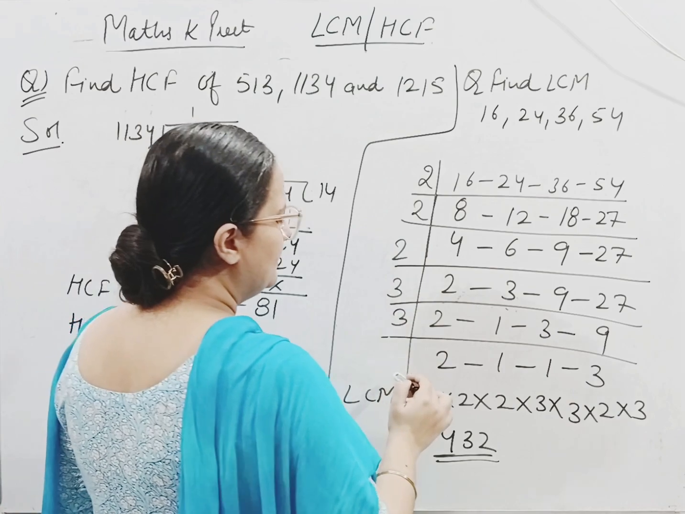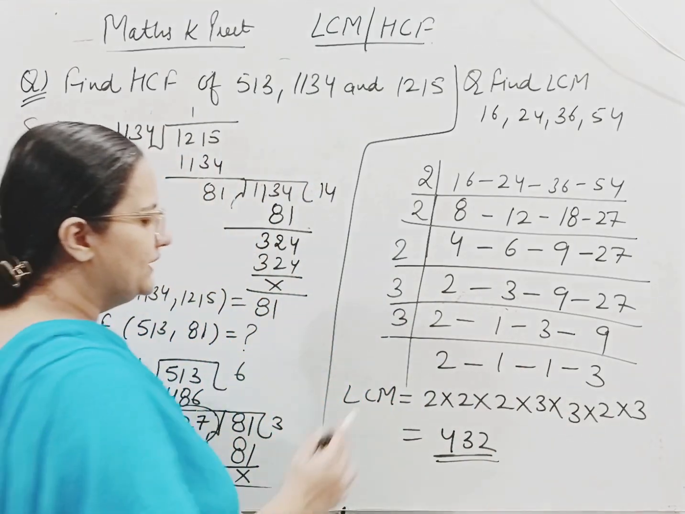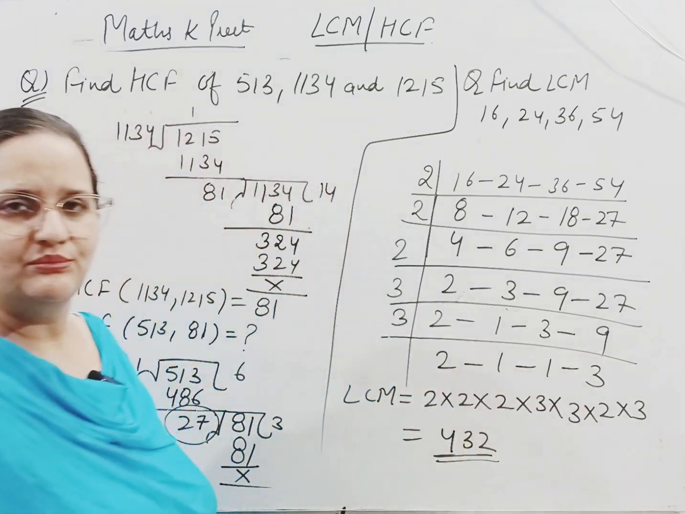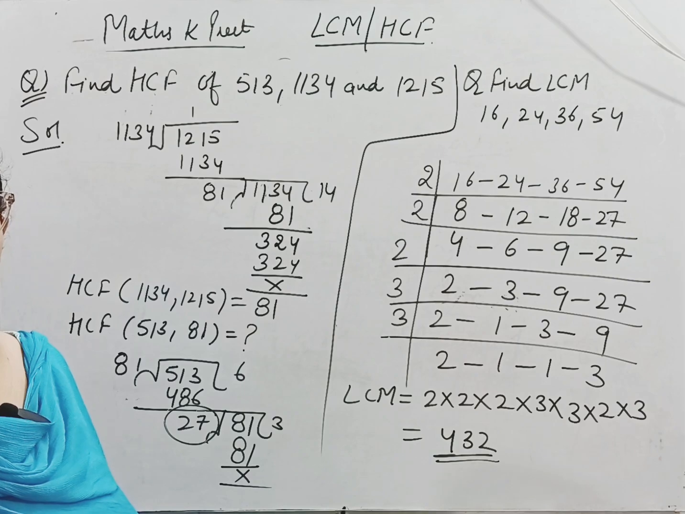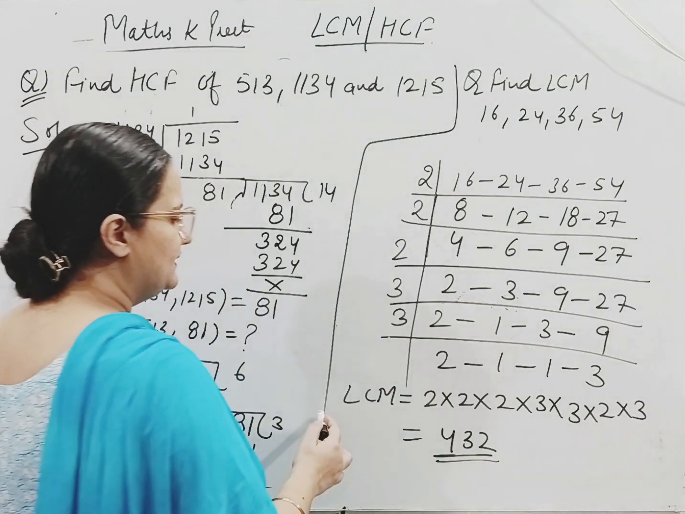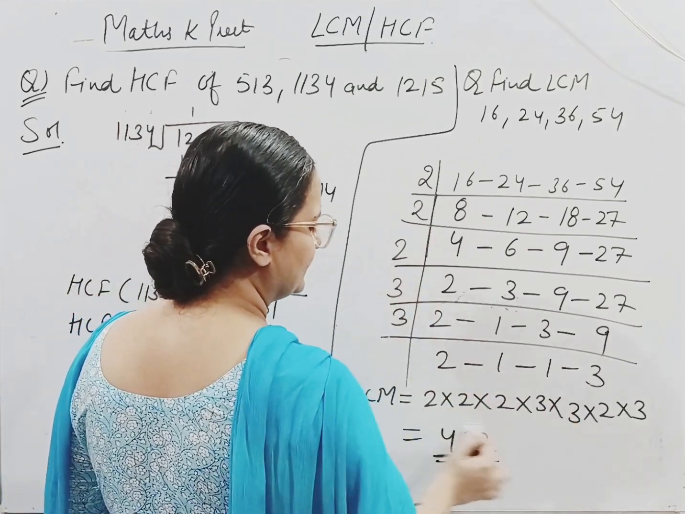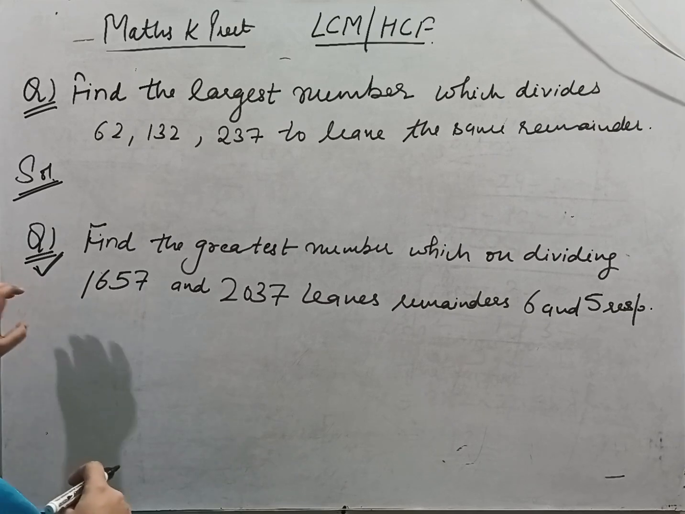In such a way, divide or repeat these steps till we get the last numbers as prime numbers. That means the number should not be divisible by any of the other numbers except itself. So LCM here is what? Product of these numbers we are left with. So here LCM is what? 432.